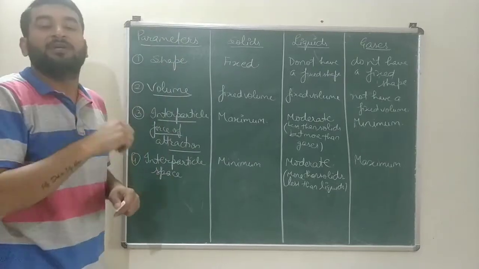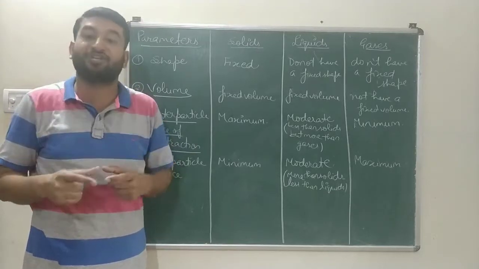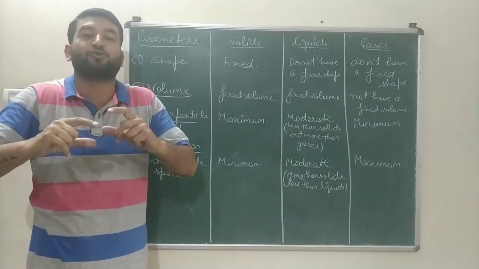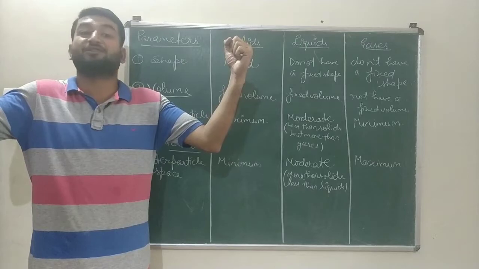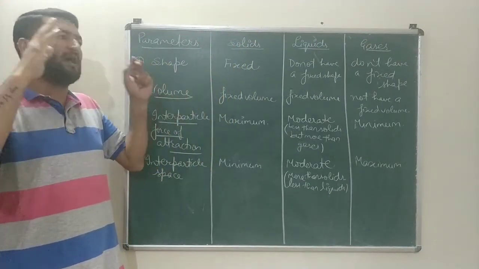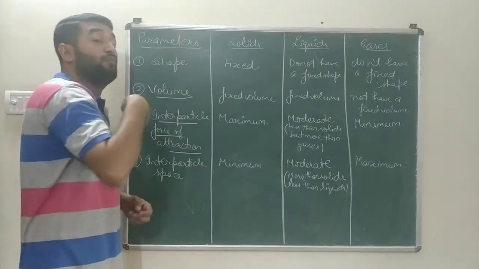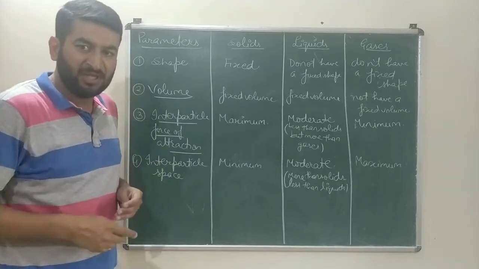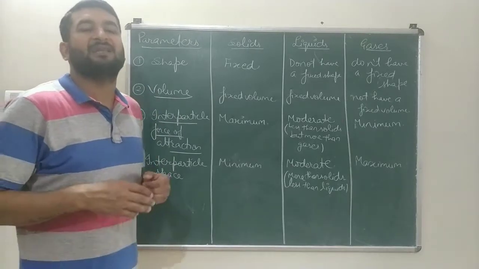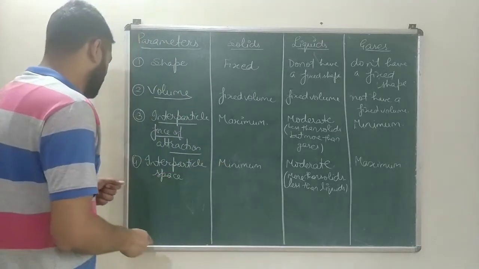Why is it so? Because the air has very less interparticle force of attraction. Due to that less force of attraction, the space between the particles of gases or air is more, and a person or an object can easily move into the particles of air. Whereas solids have more interparticle force of attraction. Due to that, a particle cannot penetrate into it.